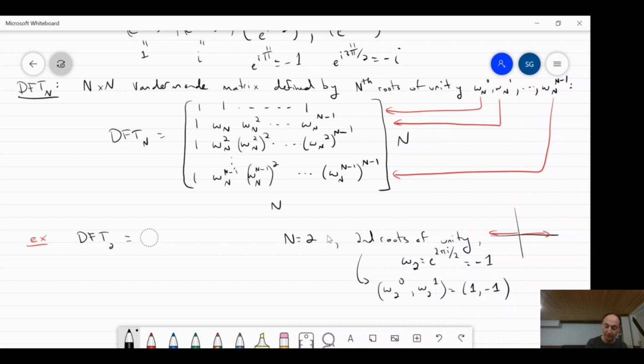So if I plug this into a matrix now, according to the definition I have up here, what do I get? Well, the first row and column are super easy, right? It's just 1, 1. But then I take the principal second root of unity and I raise it to power 1, so it's just minus 1.